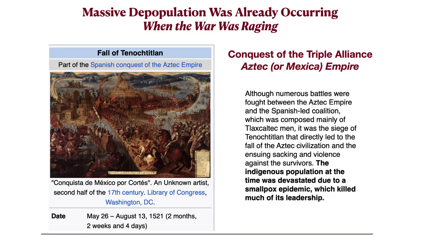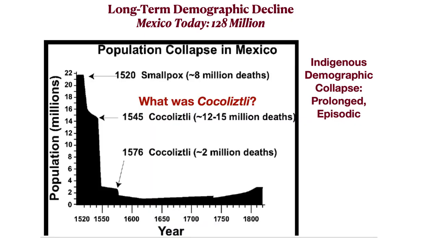The other thing to note is that depopulation had already begun when the war was raging, that smallpox preceded Cortez. And so while this war was going on, what you can see here in the text that I've put in bold, the indigenous population at the time was devastated due to a smallpox epidemic which killed much of its leadership. So definitely a double or triple whammy, if you will. But that was just the beginning.